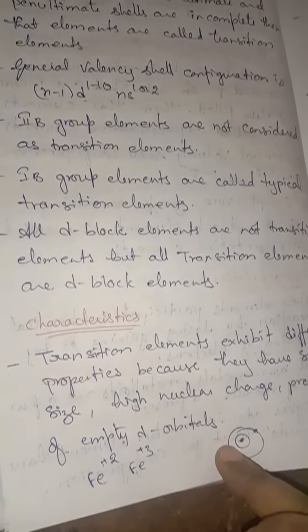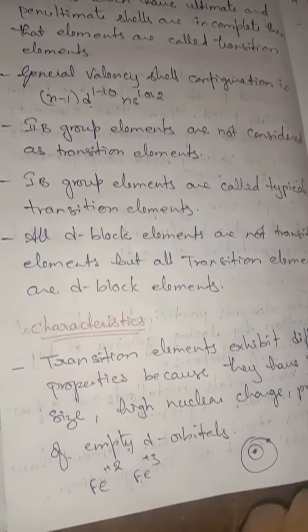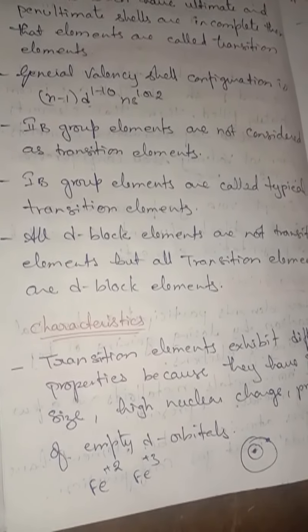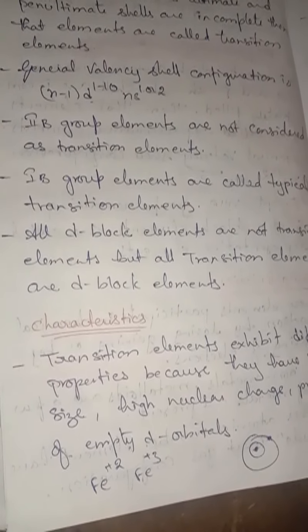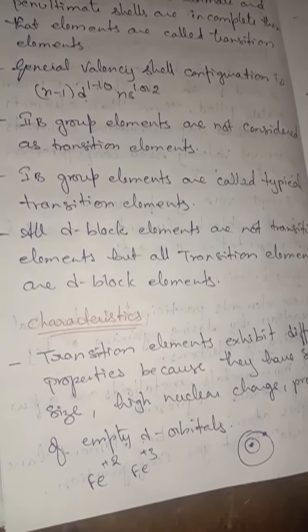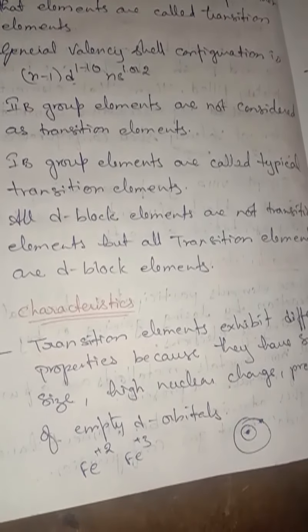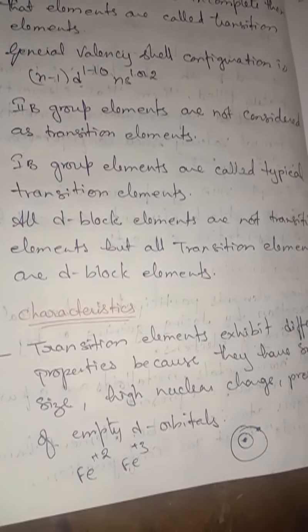So in d-d transition, the electron will jump from one d orbital to another. Due to that, they will give some color, and they are also paramagnetic in nature. Iron, cobalt, and nickel are ferromagnetic, and they also possess catalytic activity. That means some of them are used as catalysts.